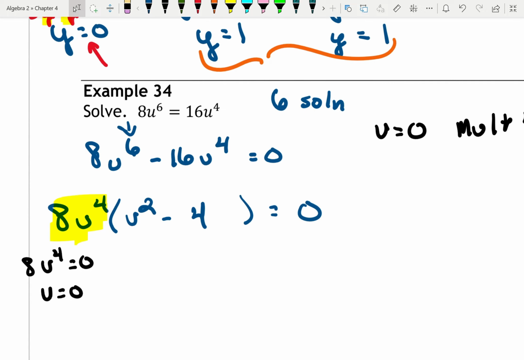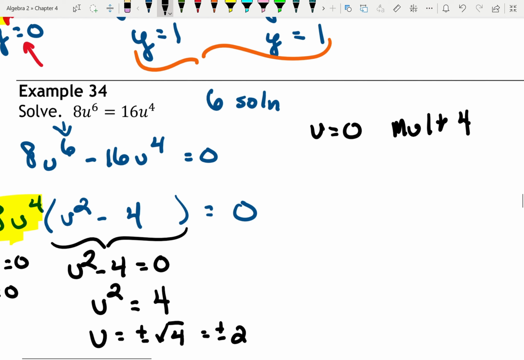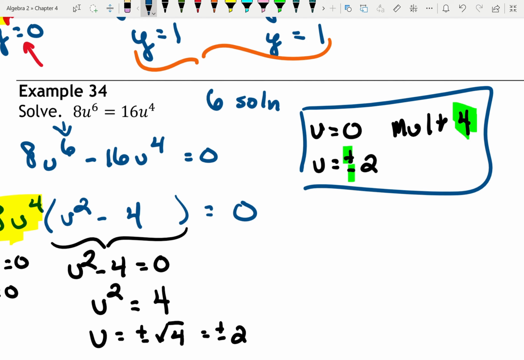And then this other piece, the u squared minus 4, we could go ahead and say u squared minus 4 equals 0, u squared equals 4, and then u equals plus or minus the square root of 4, which is plus or minus 2. So we have u equals 0, and then u equals plus or minus 2. And if you add those up, we have 4, 5, 6. So we needed 6 answers, and we've got our 6 answers.